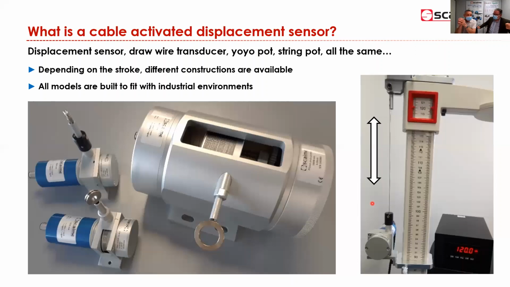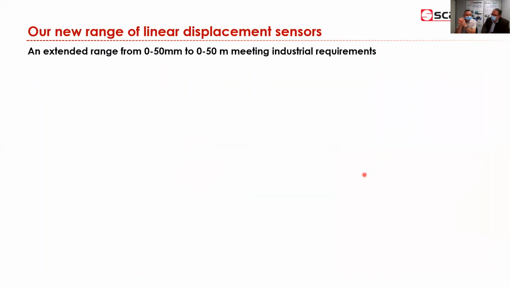So the spring pulling on the cable means that from the point of the sensor to the point where the cable is attached, we will have a straight line, and the cable will go in and out of the sensor. Exactly. And the potentiometer or the electronic board will provide the right signal. Exactly. Okay. Sounds simple. Yeah.